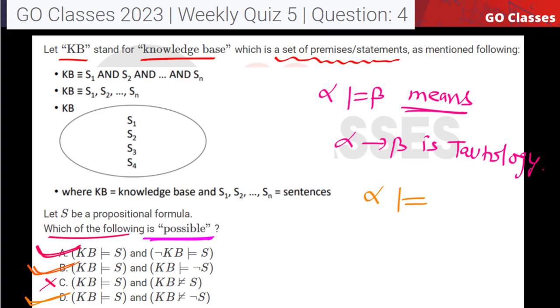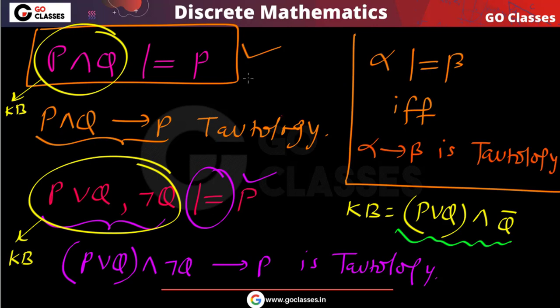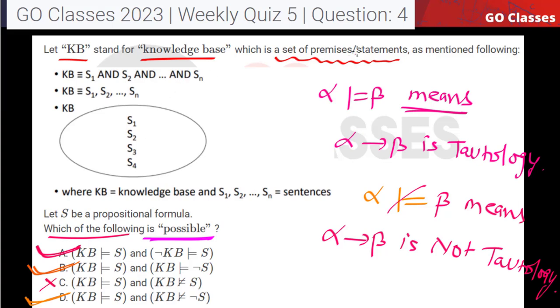Also, what does alpha does not infer beta mean? It simply means that alpha implies beta is not a tautology. Not a tautology means contradiction or contingency. So just apply this definition, nothing else. And what a knowledge base is, I have already explained in these examples. A knowledge base is basically a set of premises. If the knowledge base is a set of premises like s1, s2, s3, these statements, then the knowledge base is basically s1 and s2 and so on up to sn.